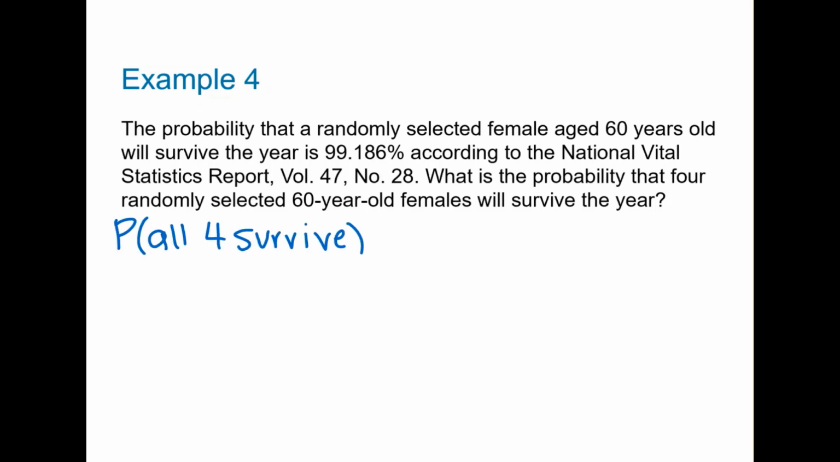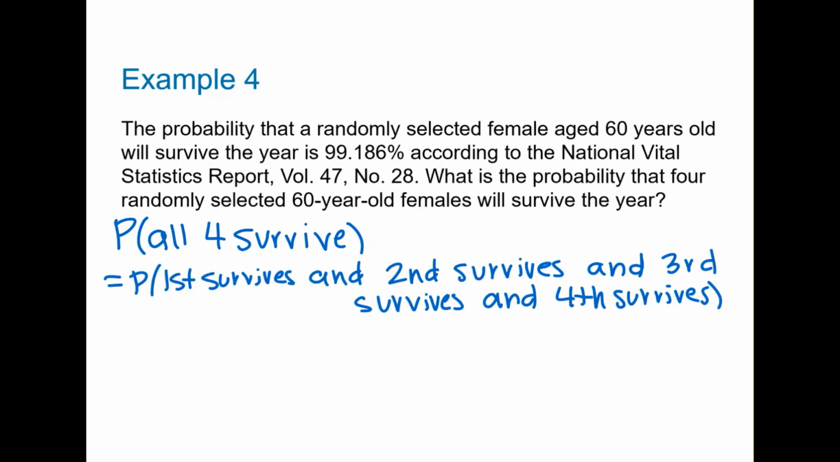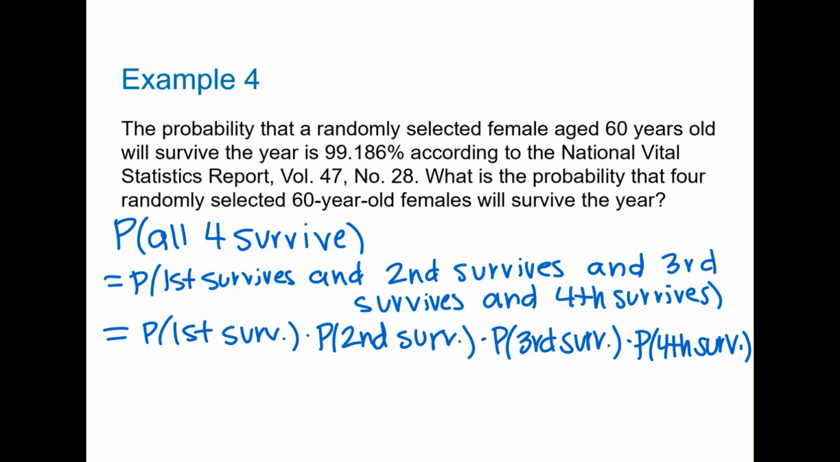We want the probability that all 4 will survive. So this is the probability that the first survives, and the second survives, and the third survives, and the fourth survives. Because these events are independent, we can go ahead and multiply the individual probabilities for each one. Now let's determine the probability that the first woman survives.